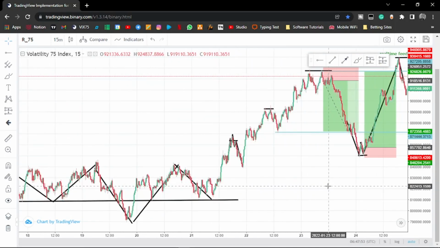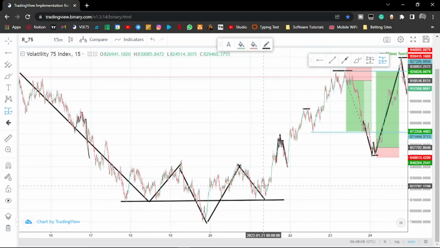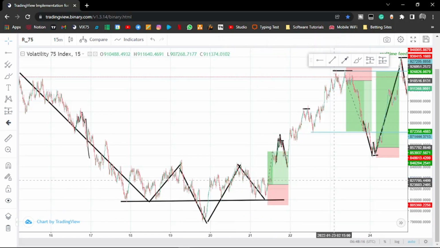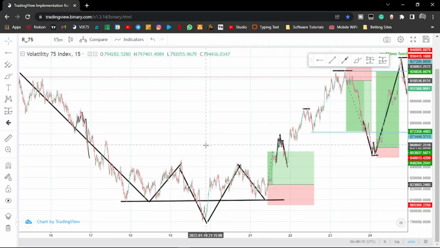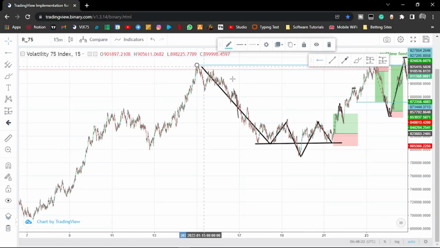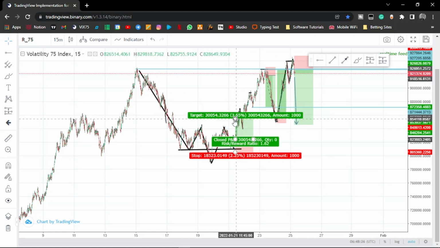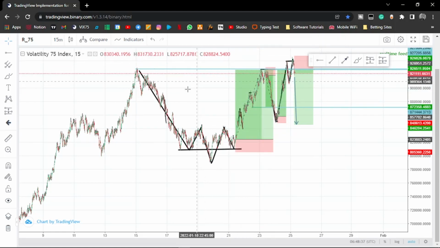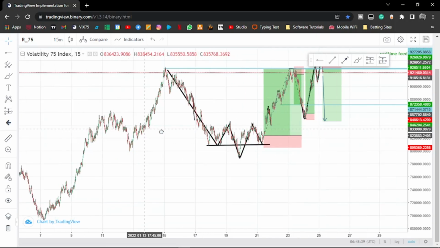And for this bearish head and shoulders, I would have entered somewhere around here, my stop loss above the shoulders. And I was gonna target where the previous trend started, so my target was gonna be right here. And as you can see, that was a successful trade also.